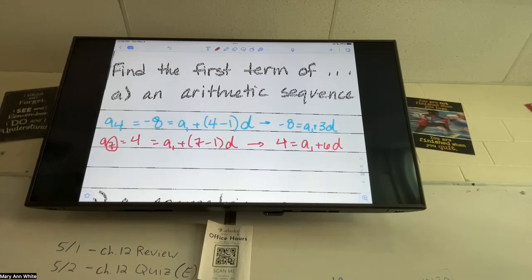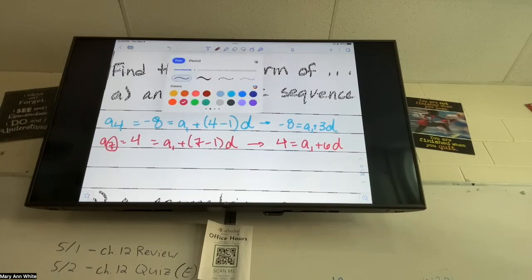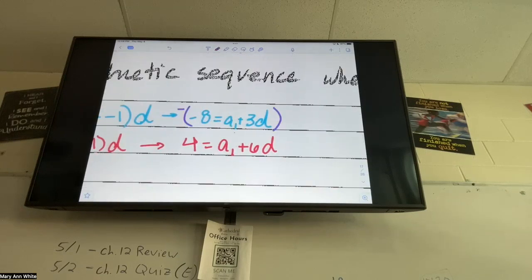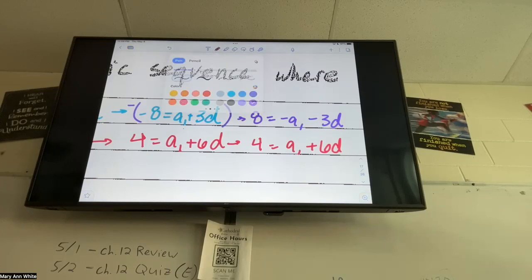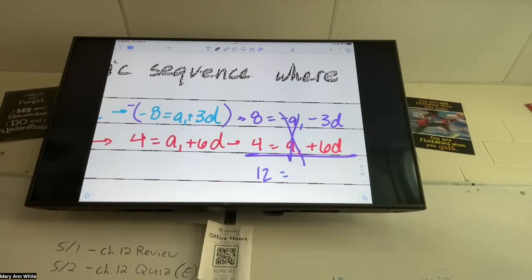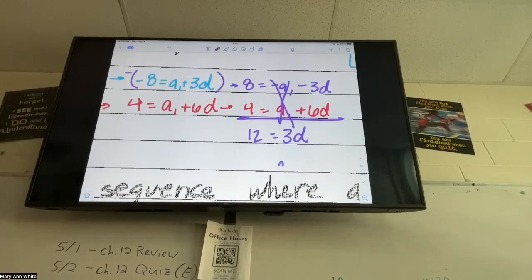All right, now I think when we're doing arithmetic, it's most simple to use elimination. So if you multiply one of the equations by negative 1, that's going to cancel out the other pieces. So if I multiply the top one by negative 1, it becomes positive 8 equals negative a sub 1 minus 3d. And my bottom equation is going to stay the same. When I combine them, my a sub 1s are going to cancel. 8 plus 4 is 12, and negative 3 plus 6 is 3. So 12 equals 3d. d equals what? 4. d equals 4.